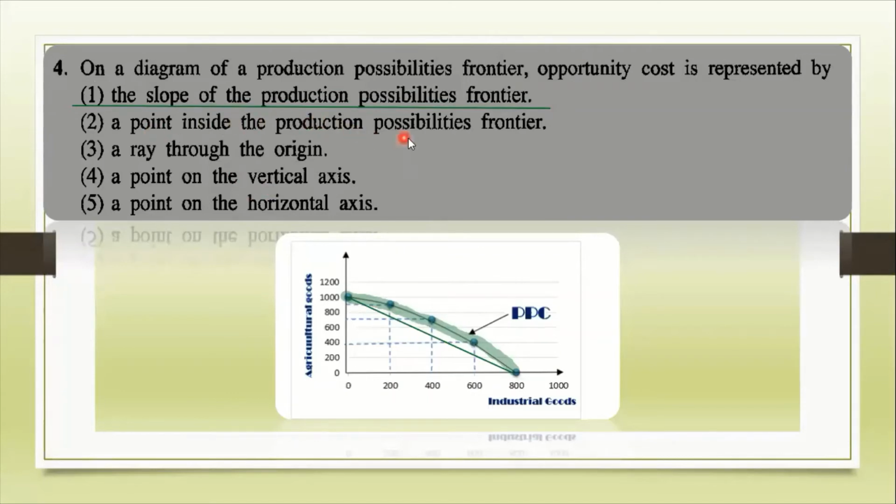A point inside the production possibilities curve, in that we can show unemployment, inefficiency and all. A ray through the origin, we can take that. A point on the vertical axis, we can take a point on the horizontal axis, that's also wrong. Then the answer is this one: the slope of the production possibilities frontier.